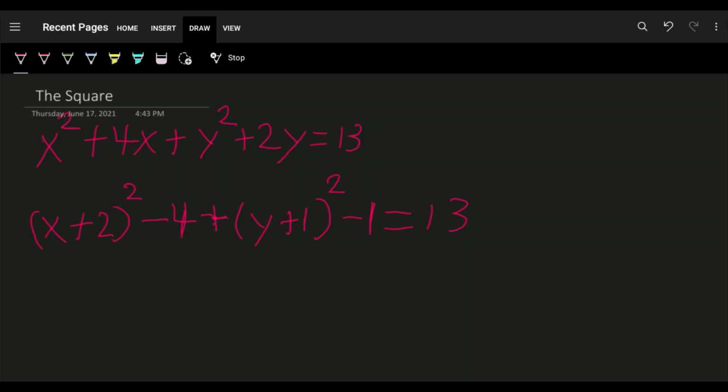Now all we need to do is to simplify this equation for the circle. Add 4 to the other side. And we'll get a total of 16. So by completing the square, we can identify the circle with the center -2, -1, radius of 4.